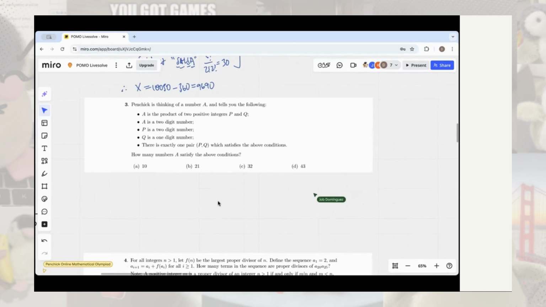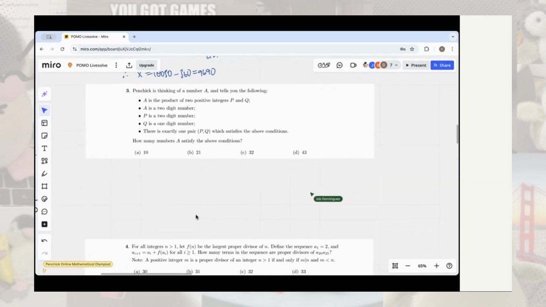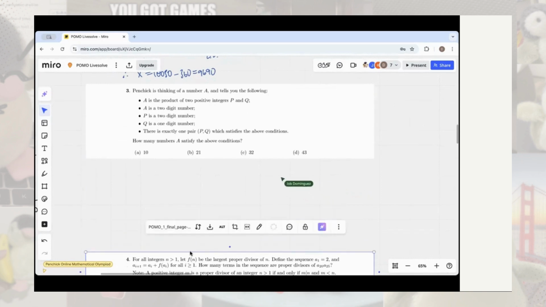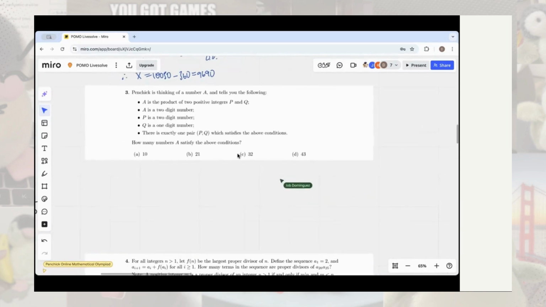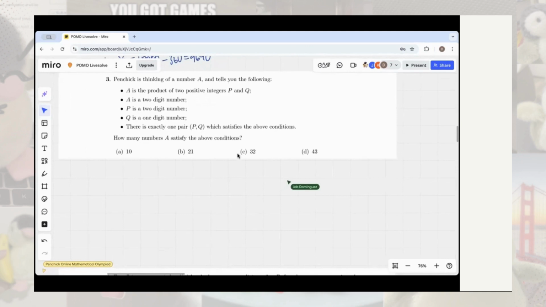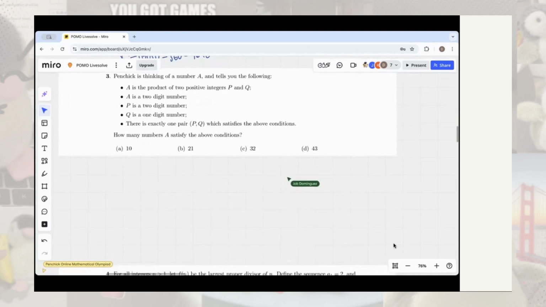Handshake is thinking of a number A and tells you the following. A is the product of two positive integers, P and Q. A is a two-digit number. P is also a two-digit number. And Q is a one-digit number. And there is exactly one pair, P and Q, that satisfies the above conditions. How many numbers A satisfy the above condition?